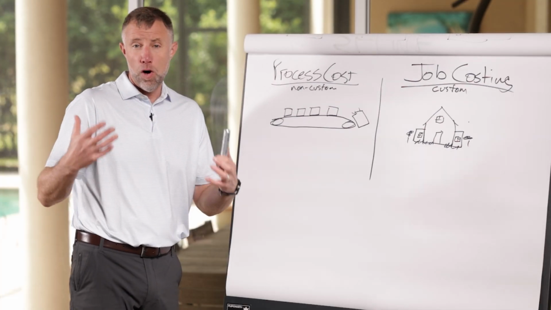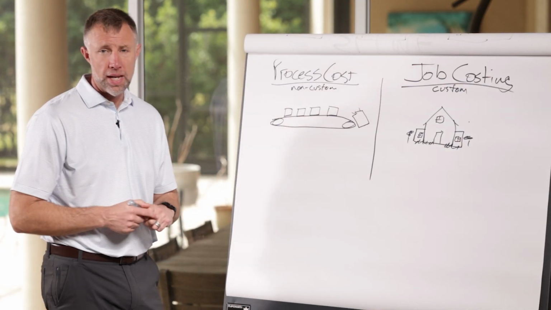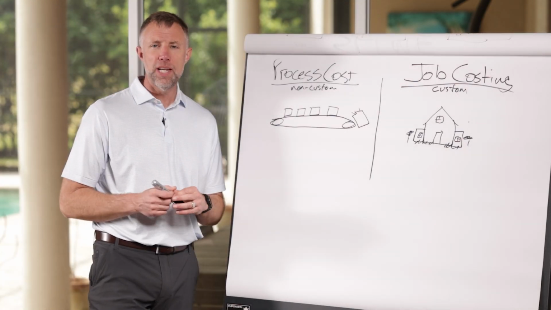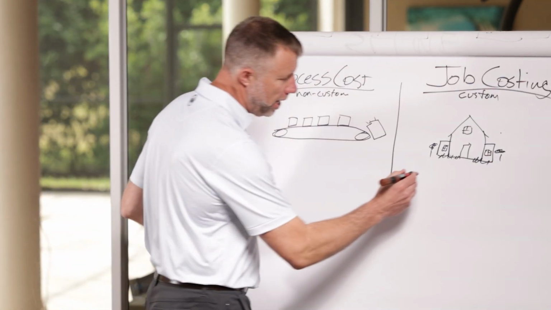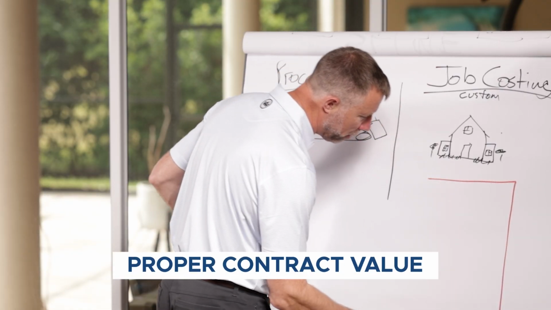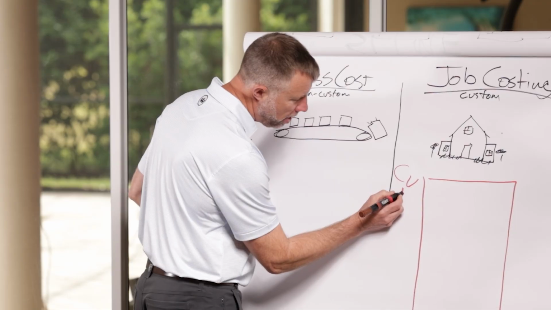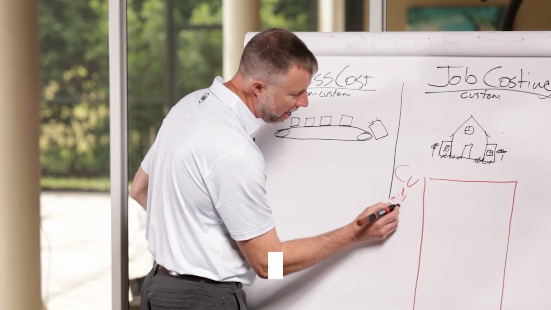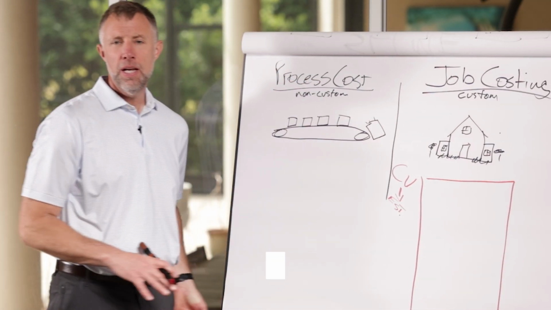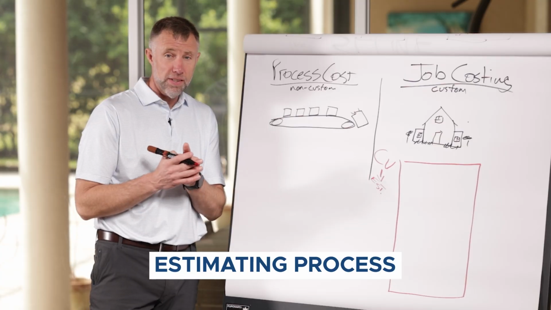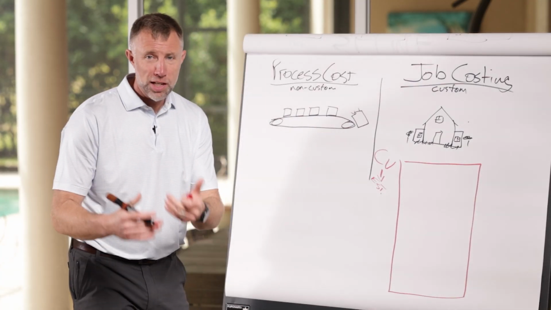All right, so let's talk about how, when you get into a custom or semi-custom, semi-production world, and you've got these one-off homes or projects that you're building, how do you do a proper job cost? Super easy to do. The first thing we want to do is ensure that we have a proper contract value assigned to that. How do we give a proper contract value? We do a really good job of estimating the job. We take our time, we go through an estimating process. Did you hear what I said? We go through an estimating process.